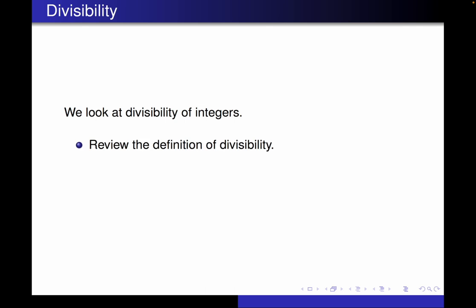This video is going to be a bit of review. We're going to talk about divisibility of integers. So we're first going to review the definition of divisibility, then we're going to do a sample proof.